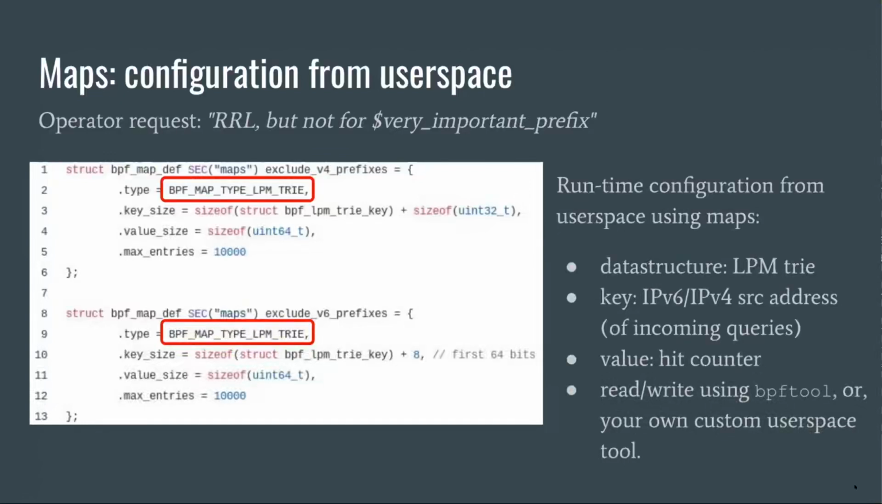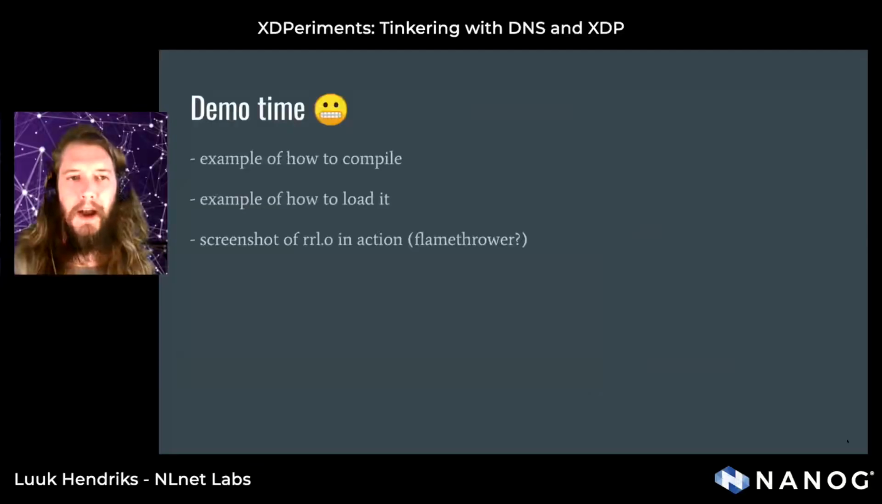We do need to keep a value in this map as well. And so for this, we just count the hits. So how often is an excluded prefix actually hit? How many incoming queries do we see for those prefixes? Populating those maps can be done with BPF tool, but we can also write our own custom user space program to do that, which makes it easier. So I hope that's all clear for now, because Willem will take over and show you how it's done.